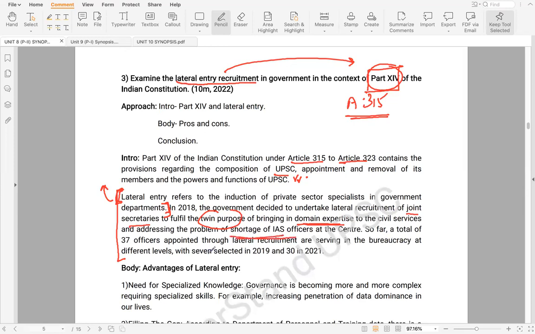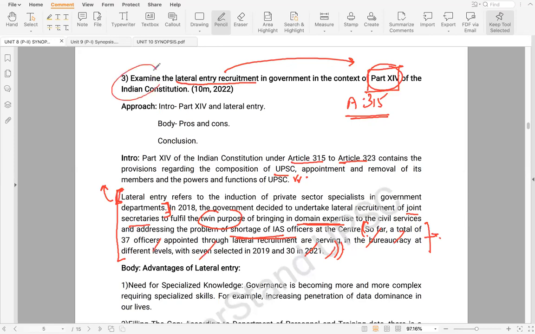So far, a total of 37 officers appointed through lateral recruitment are serving the bureaucracy at different levels, with 7 selected in 2019 and 30 in 2021. Even if you don't know this, that's okay, but because it's a model answer, we can include it because we know it. Although it's a 10 mark question, you don't need all this, but still, as a matter of data and fact, if you need it, because lateral recruitment is becoming very popular these days, right?